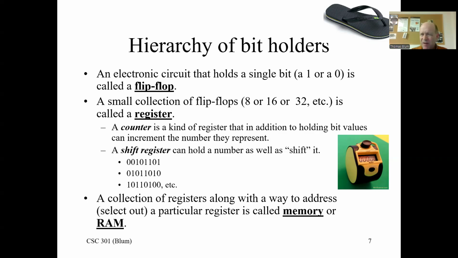Sometimes we add a little bit of functionality to a register and give it a special purpose. So if we give a register the capability of basically adding one to itself, then we have a counter. Or if we give the register the ability to move all the ones and zeros to the right or to the left, then we have a shift register.